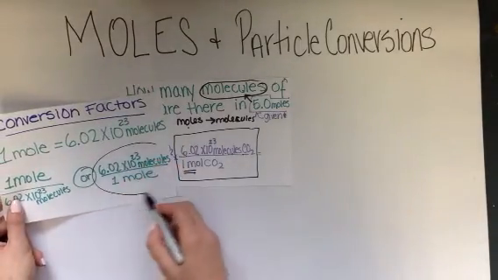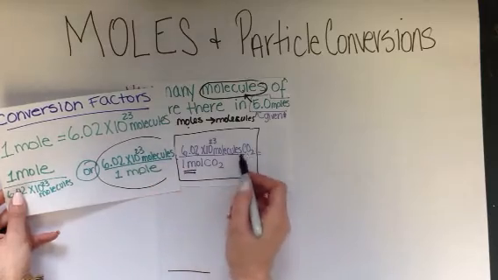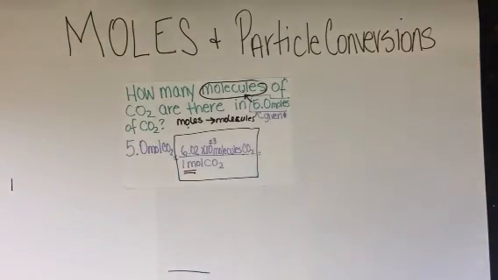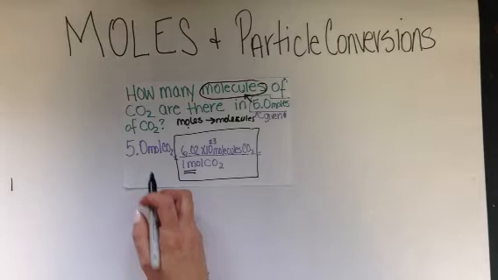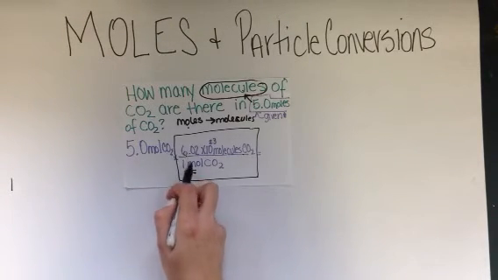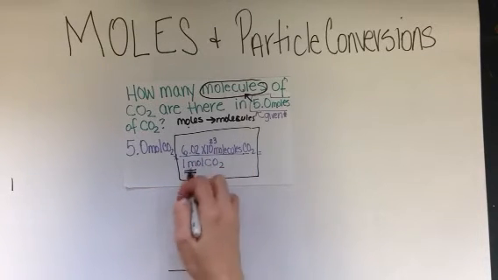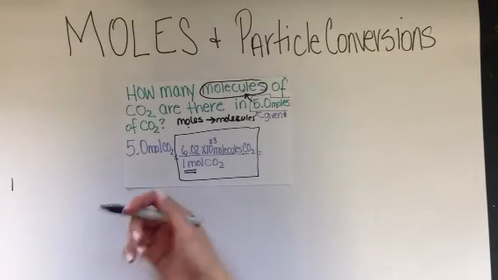1 mole is equal to 6.02 times 10 to the 23rd molecules of CO2. Okay? When I'm done setting it up, I'll then multiply. Do 5 times this fraction. So 5 times 6.02 times 10 to the 23rd divided by the 1 in my calculator.